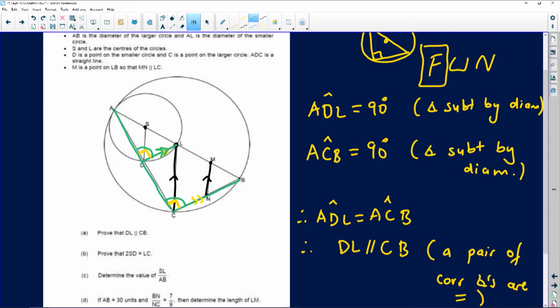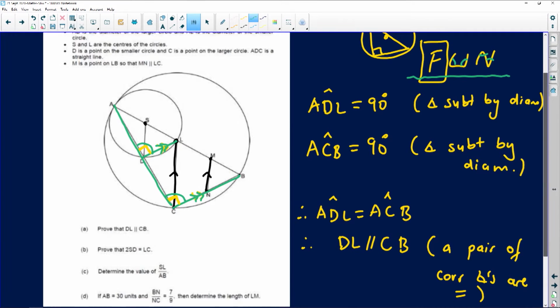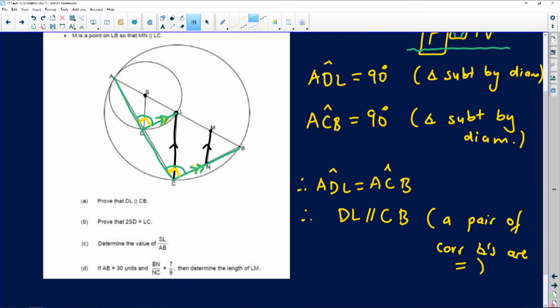So if you want to prove two lines are parallel, you can prove any of these: prove corresponding angles are equal, prove co-interior angles add up to 180, or prove alternate angles are equal. Then you can claim that the lines making those angles are parallel to each other. Right, let's go on to the next question.